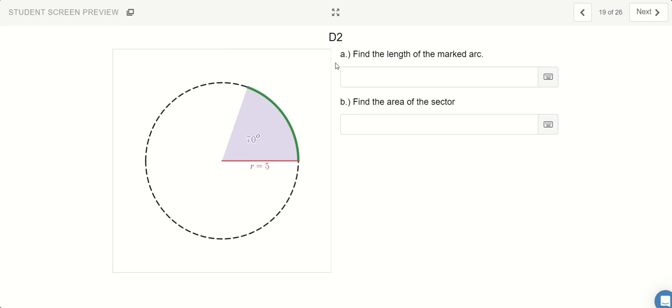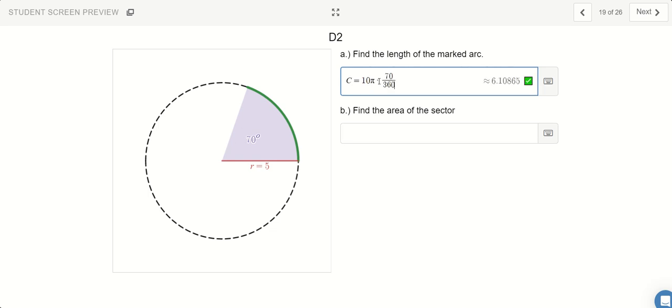Okay, so let's go ahead and find this one. Find the length of the marked arc. So this arc here, again, we know that circumference is diameter pi. In this case here, the whole diameter, if this is 5, the whole thing across is 10 pi. And I don't want the whole thing, I just want a 70-degree segment, so 70 degrees out of the whole 360 degrees. So this is the whole circumference, and we just want a fraction of it.